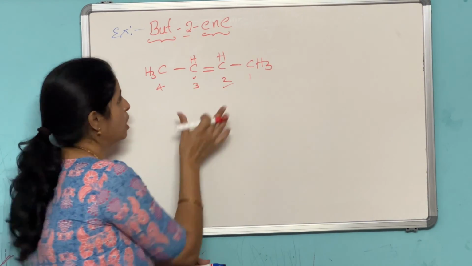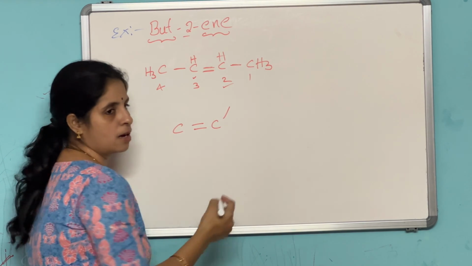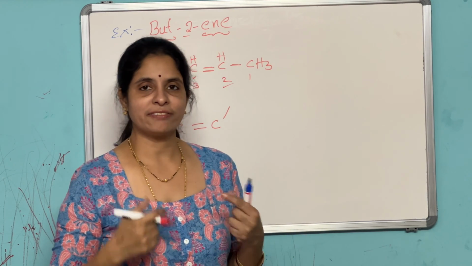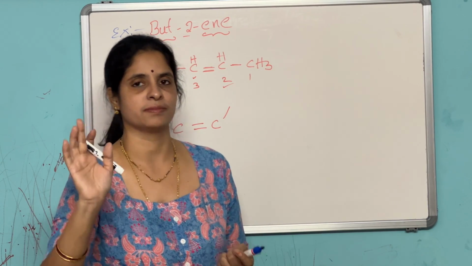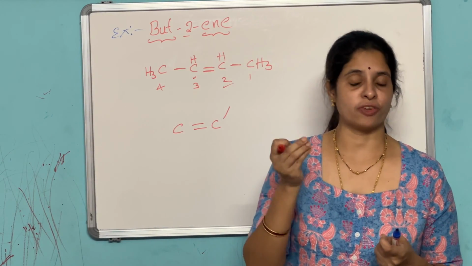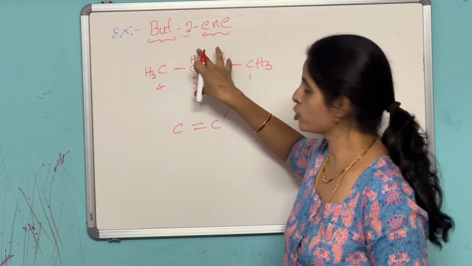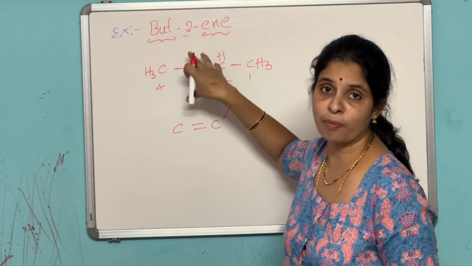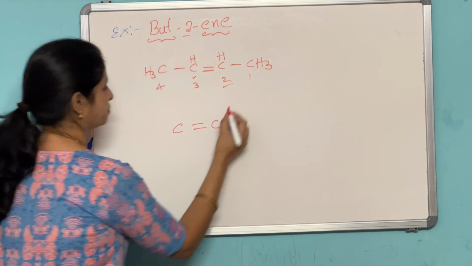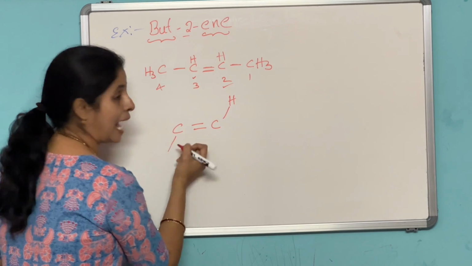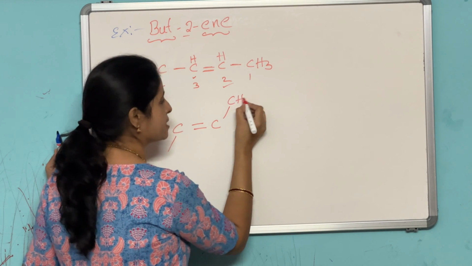Okay, now write the geometrical isomers. Here the double bond is there, so here C double bond C. Note one point: not every alkene will exhibit geometrical isomerism. For the molecule to exhibit geometrical isomerism it should contain a double bond, but every double bonded compound will not exhibit geometrical isomerism. Note that point. I'll clear that point also, don't worry. So here it is the same atoms, you write cis-trans isomers.